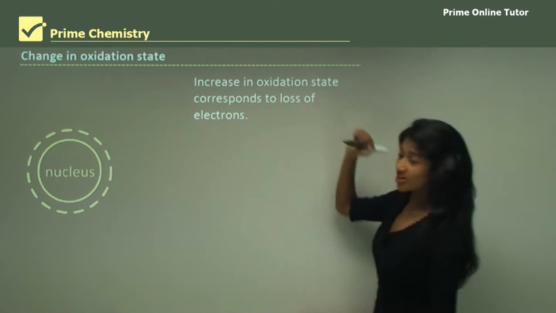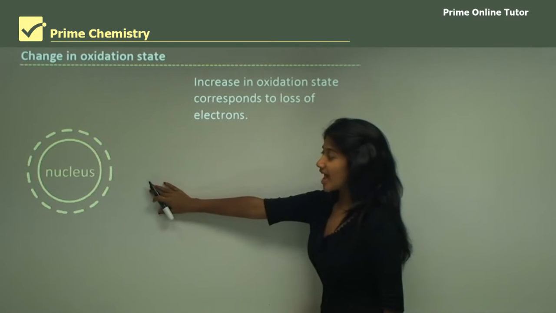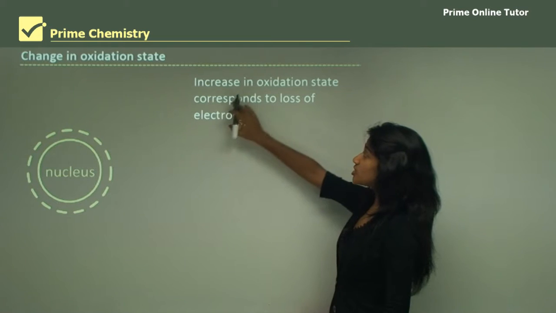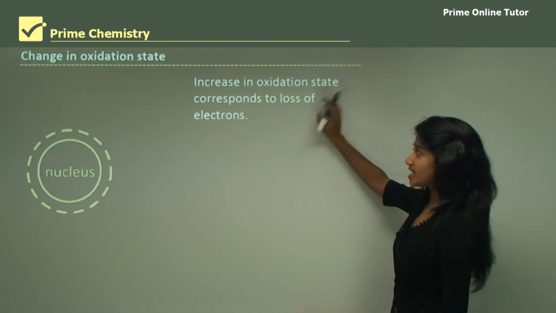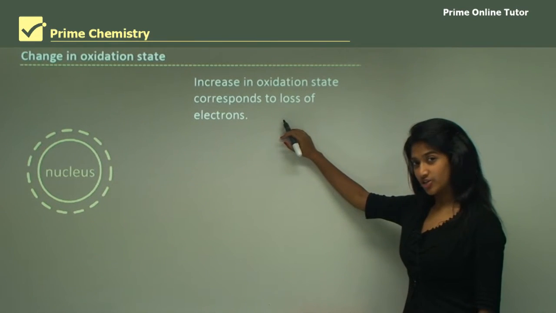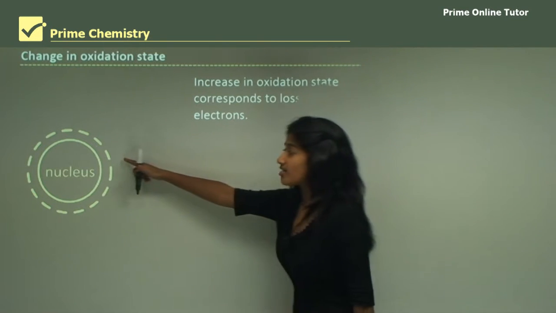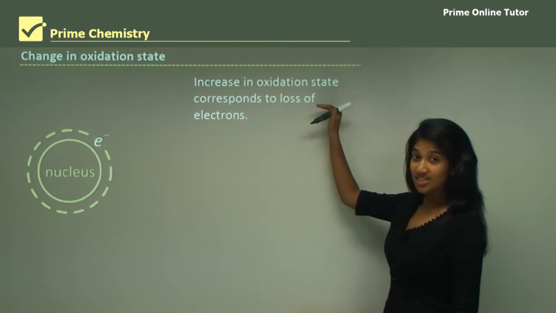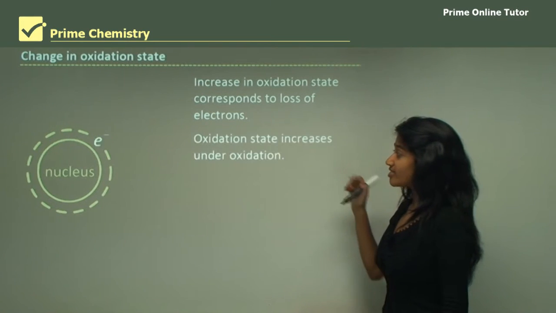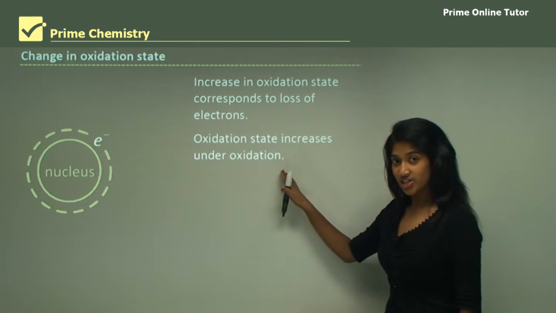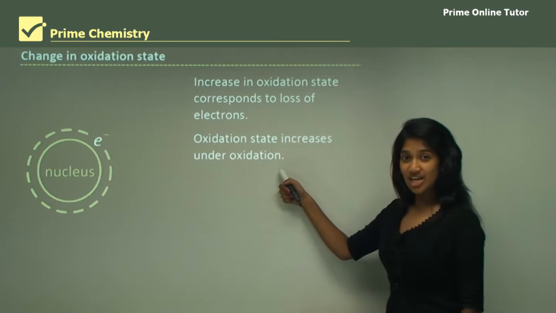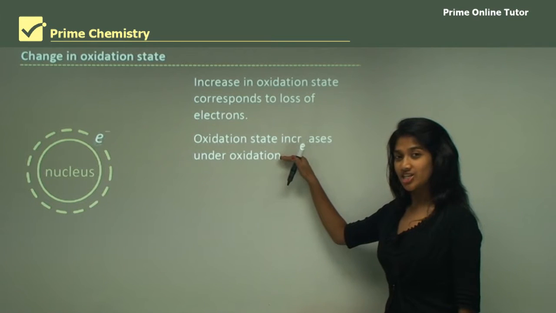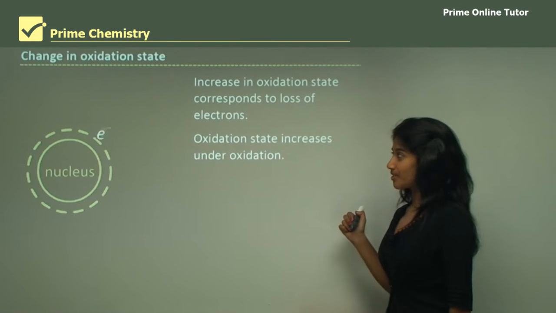Now, a change in oxidation state. Here we have an animation where the atom loses an electron. An increase in oxidation state corresponds to the loss of the electron. That means when this atom loses the electron, it increases its oxidation state, and this process is called oxidation. We remember that oxidation is a loss of electrons, and in oxidation, the oxidation state increases.